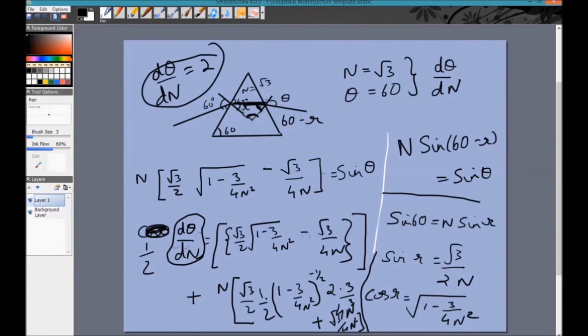Basically this is half of d theta by dn, so this whole thing on this side, if you put n equal to root 3, this will come out to be 1, and you'll get d theta by dn equal to 2. So my final answer in this case is m equal to 2. This is a slightly lengthy question compared to the others. Thank you.